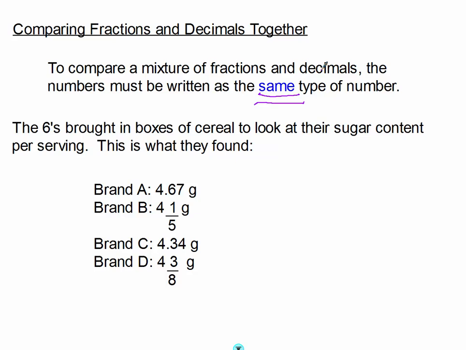So our example is that we brought in boxes of cereal to look at the sugar content per serving, and we have 4 different brands and 4 different amounts of sugar per serving. Brand A has 4.67 grams, brand B 4 1/5 grams, brand C 4.34 repeating grams, and brand D 4 3/8 grams.